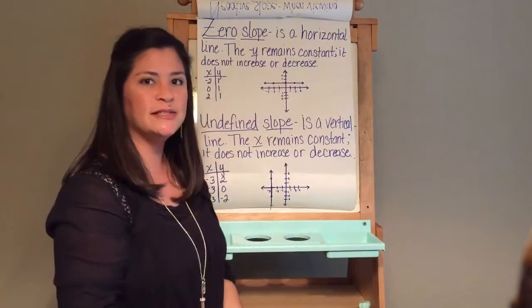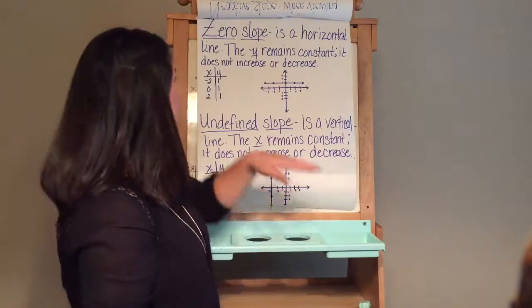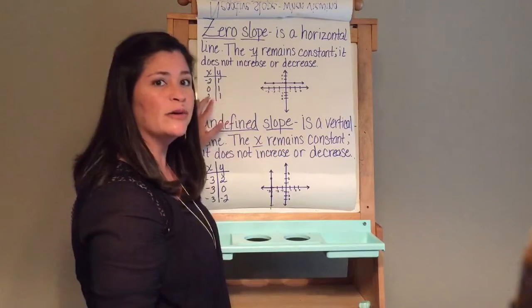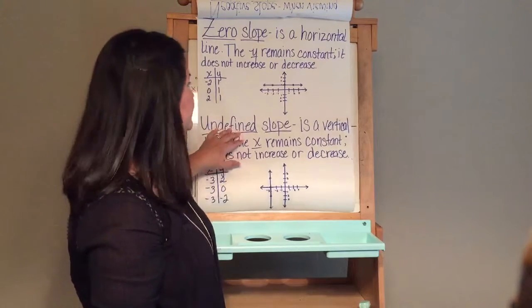The next we have is the 0 slope. And this is a horizontal line. The y coordinates on this are going to remain constant. They will neither increase or decrease, they will stay the same.